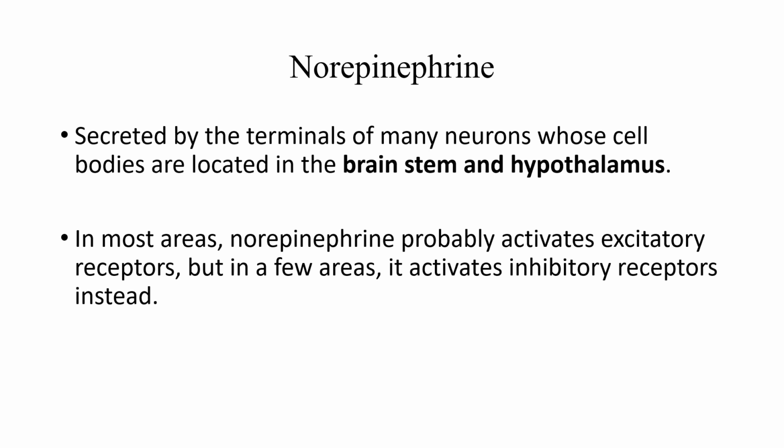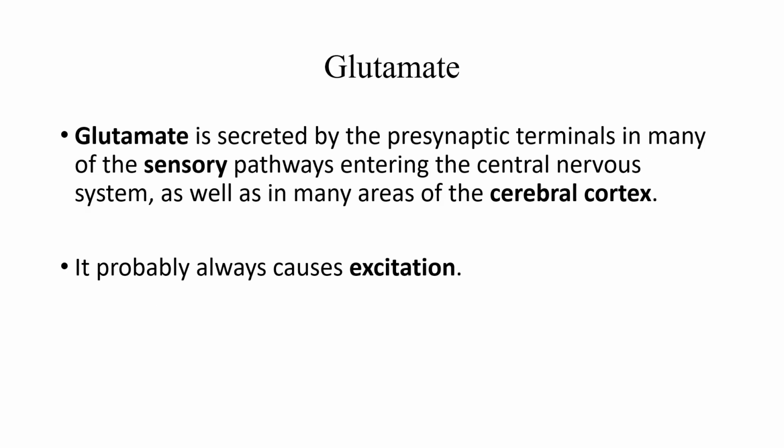Another example is norepinephrine, that's secreted from different neurons, such as the ones in the brainstem and the hypothalamus. Some of its actions could be excitatory and others can be inhibitory. Glutamate is almost always an excitatory neurotransmitter that is present in different areas of the nervous system, including different areas of the cerebral cortex.